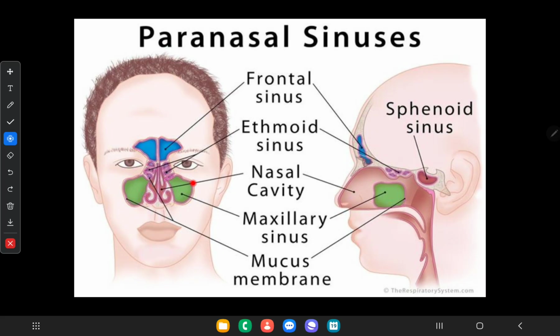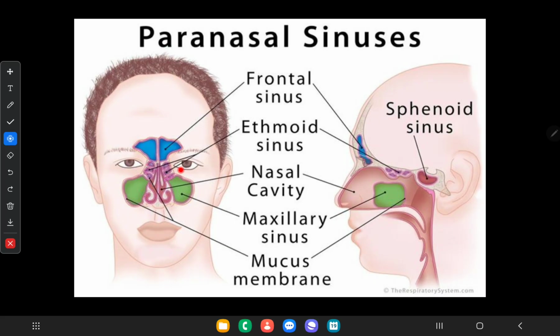When we talk about the relations of the walls of the sinus, the anterior wall is formed by the anterior surface of the maxilla covered by the cheek. The roof forms the floor of the orbit. This is the roof of the maxillary sinus. It forms the floor of the orbit, through which travels the infraorbital nerve.